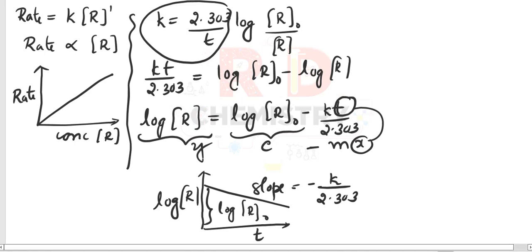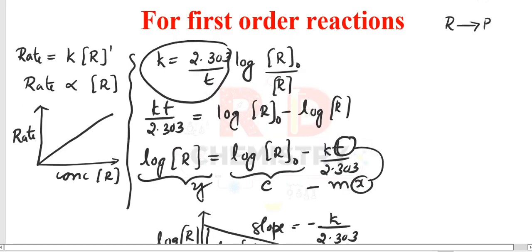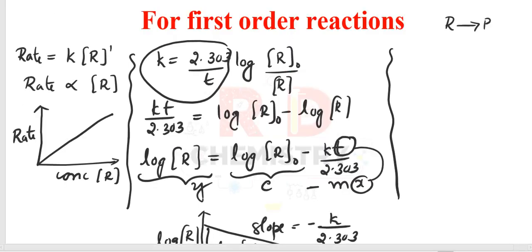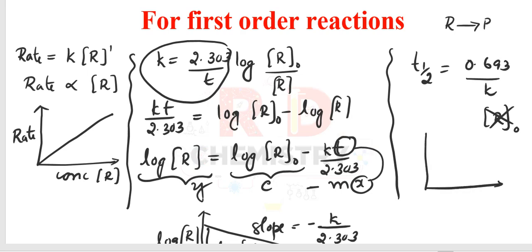So we'll go back to the half-life now. For the first order reaction, we have the derived equation T half is equal to 0.693 divided by K, right? See here, R or R naught are not there in this equation, so it is independent of initial concentration, correct? So therefore, let me plot the graph.